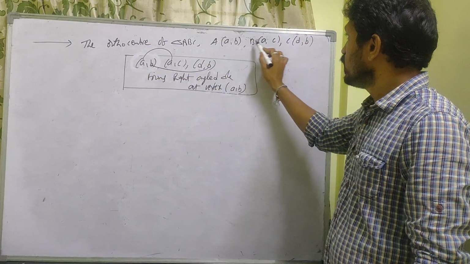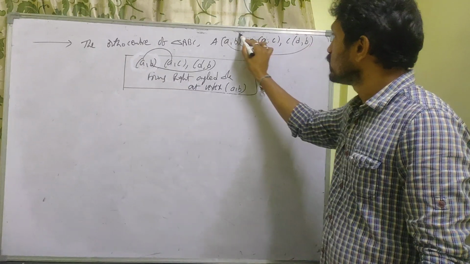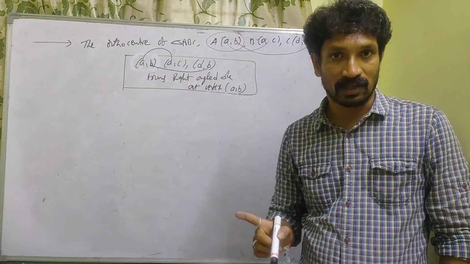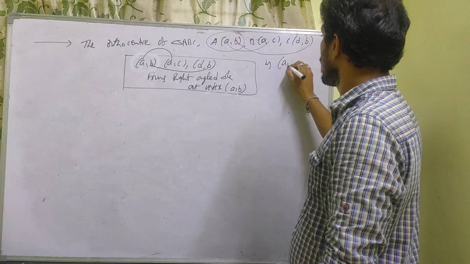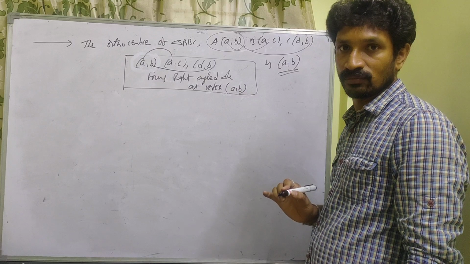Same (a, b), (a, c): these two are equal, and these two are equal. So this is the right angle vertex. In a right angle triangle, the orthocenter is nothing but the right angle vertex. So what is that? (a, b). Clear?